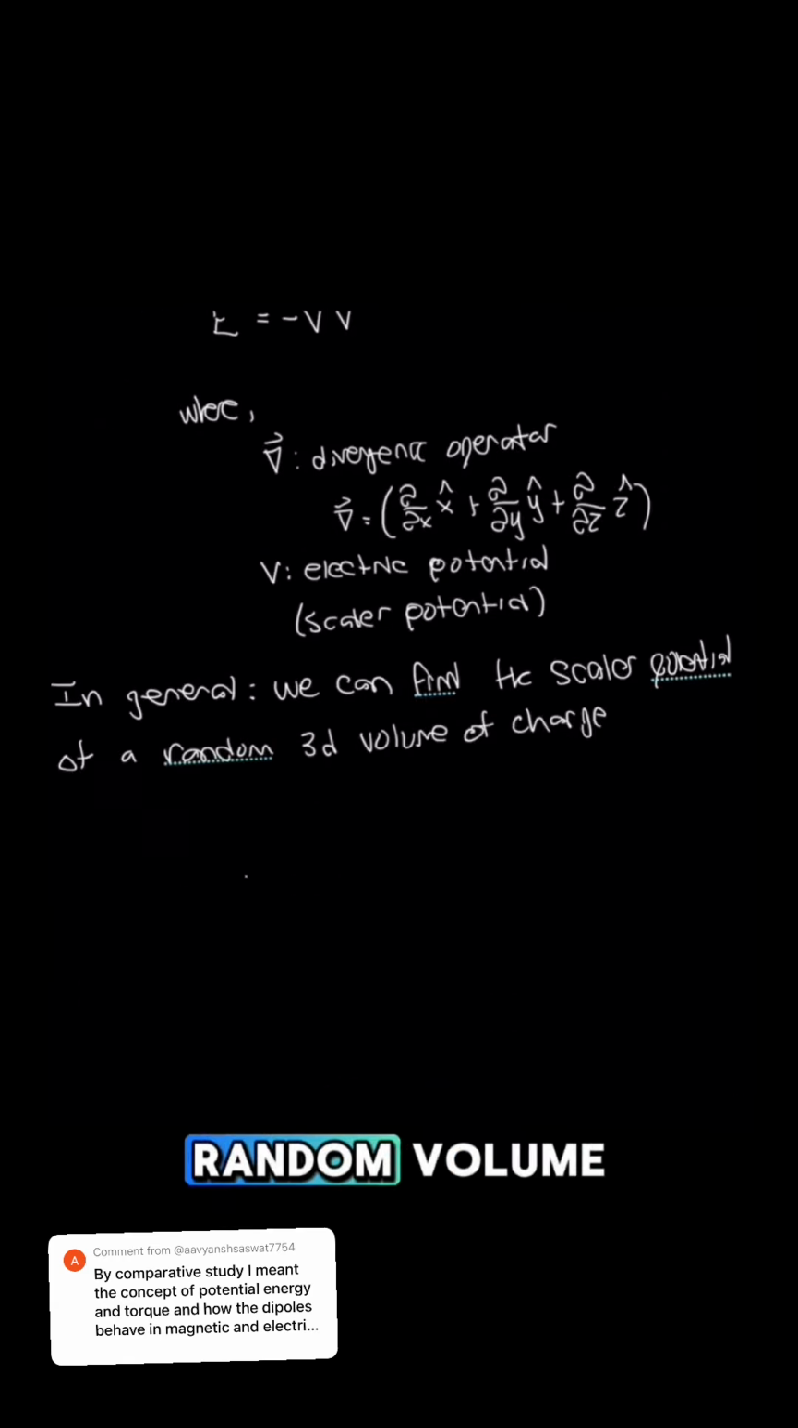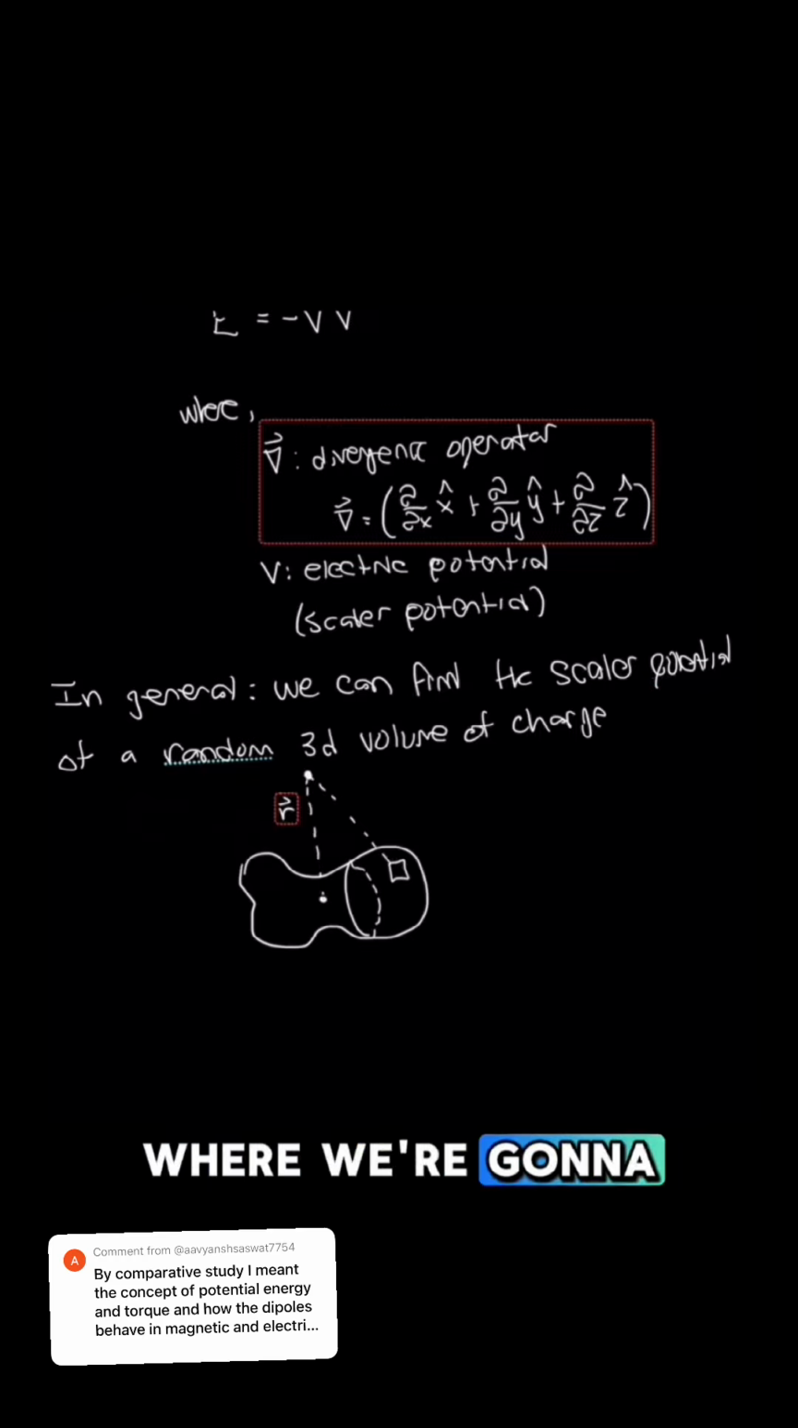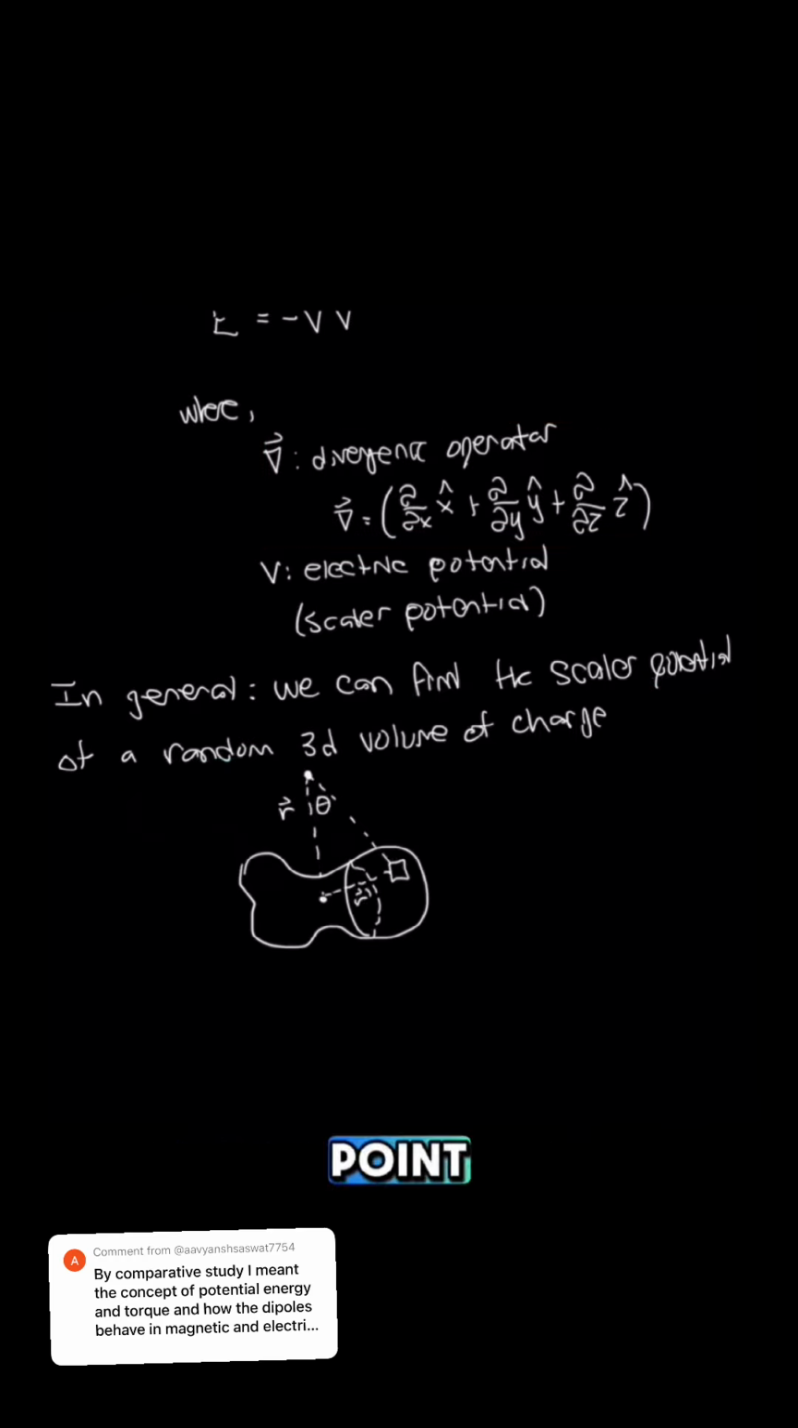If we take a random volume of charge here, we can draw this point. This is going to be our R vector, where we're going to find the scalar potential at this point, and then we can draw an arbitrary length R prime. This is going to be our contribution at some random point on the volume. This distance here is going to be R minus R prime.